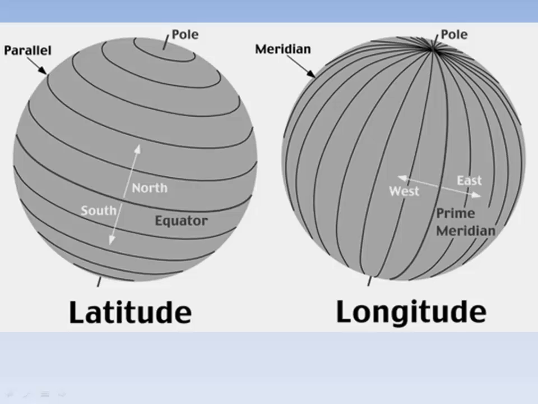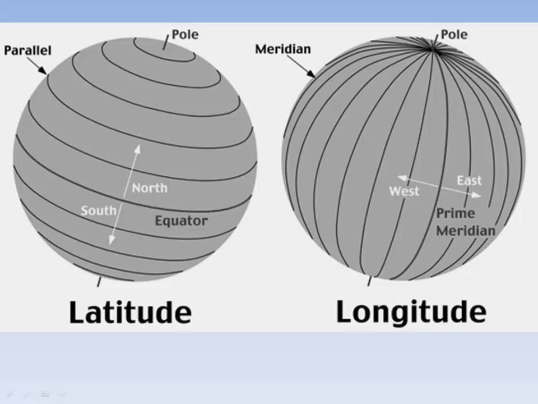So here are the lines of longitude, half circles that run from pole to pole. They're not parallel to each other. And here are lines of latitude, complete circles that go all the way around the Earth and are parallel to each other and parallel to the equator.